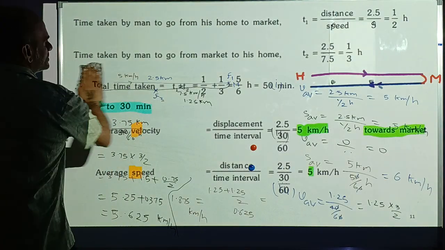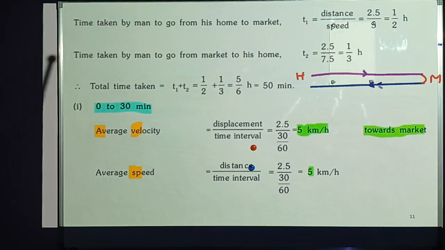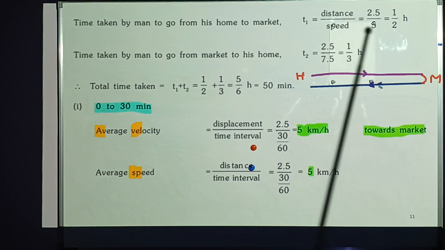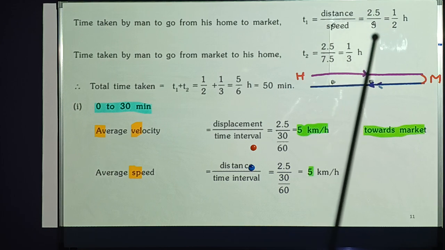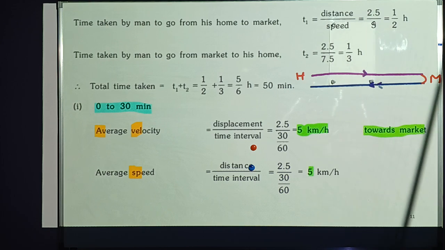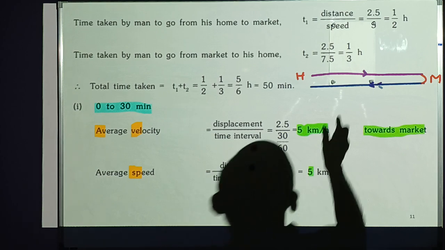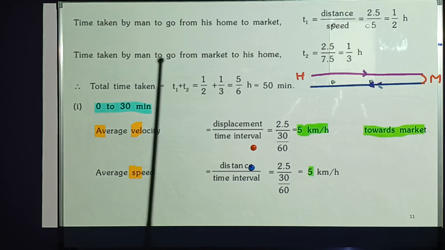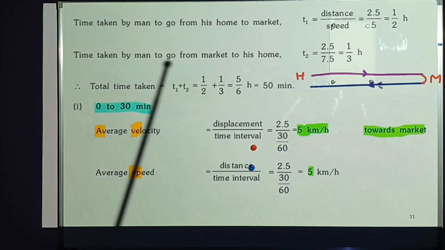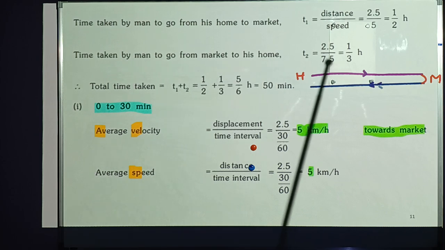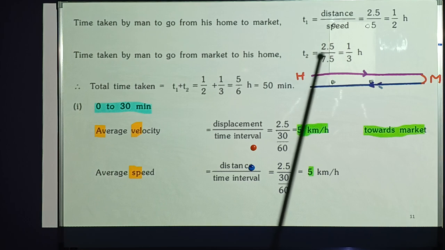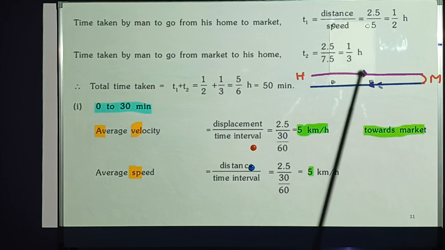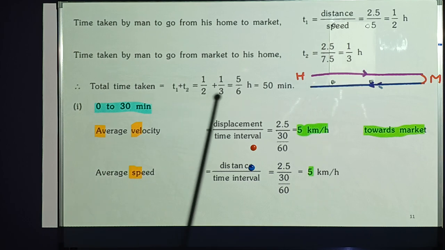This is what I explained here. So the time taken by the man to go from home to market is the distance, which is 2.5 kilometers, by the speed for the forward motion, which is 5. So it's half an hour. Time taken by the man to go from market to home, that's the return journey, higher velocity, 7.5. So the time will be less, which is 1/3. Total time taken is T1 plus T2, which is 50 minutes.